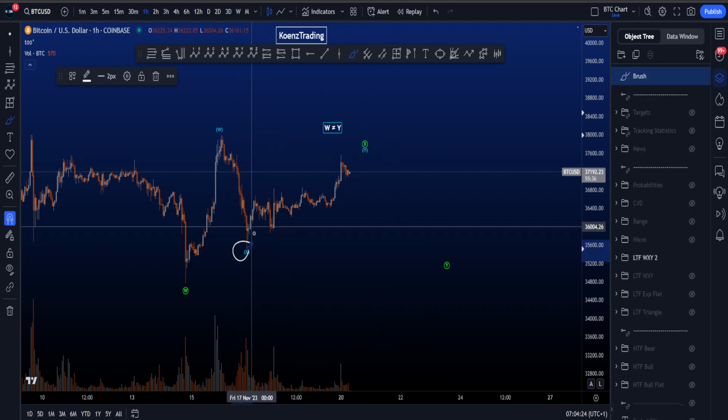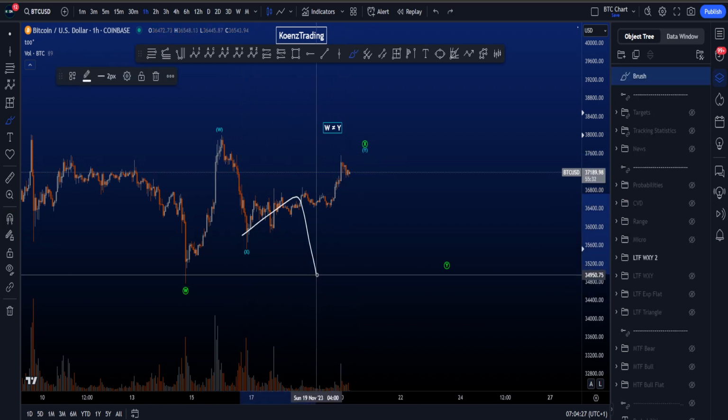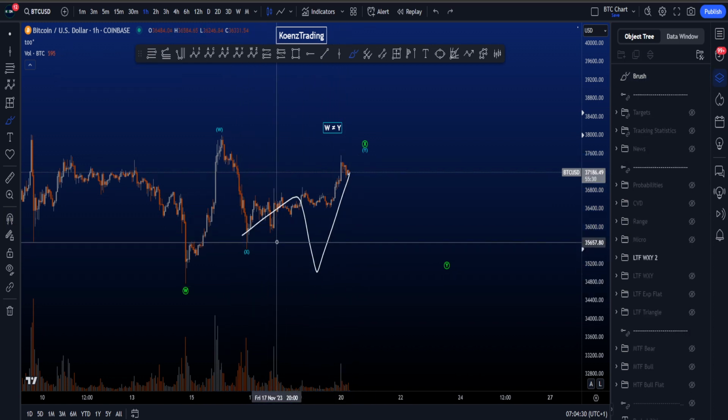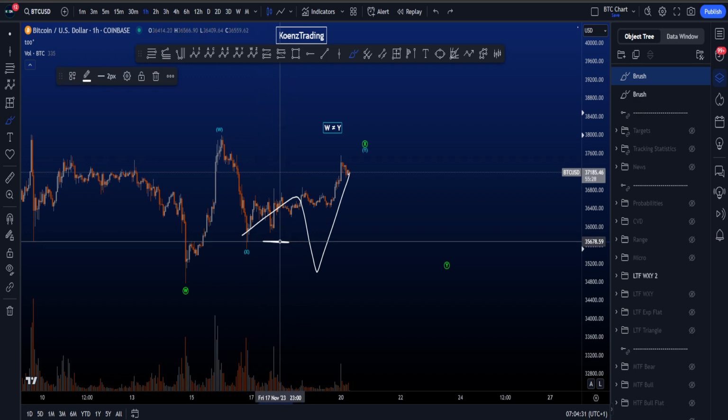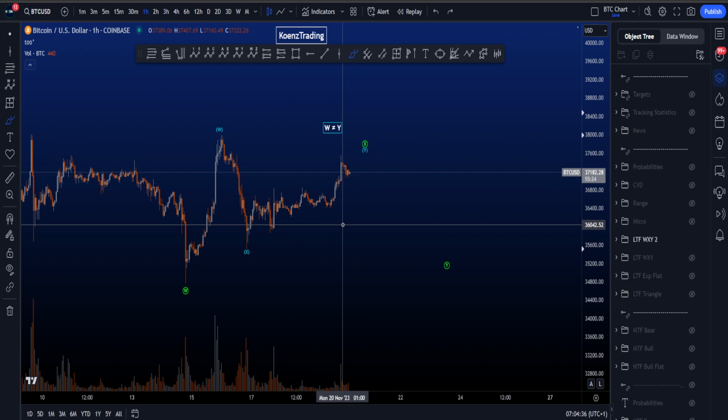Now, if this is the low of X, then currently this being a triangle doesn't make sense, and this being a flat, well, we didn't take this low or retrace at least 0.9 Fibonacci of this move to the upside for this to be a flat. So this currently is a low probability scenario, but I at least want to mention it.